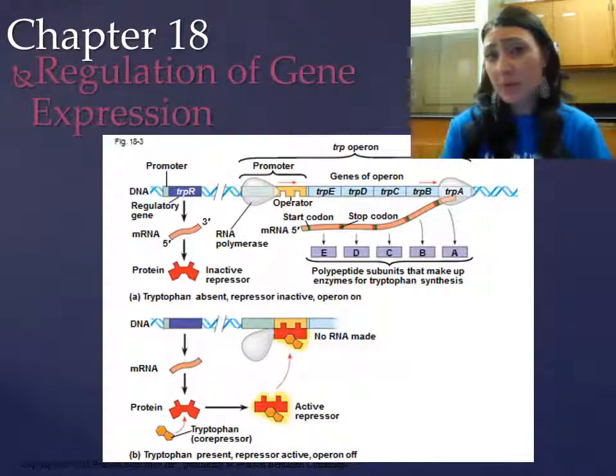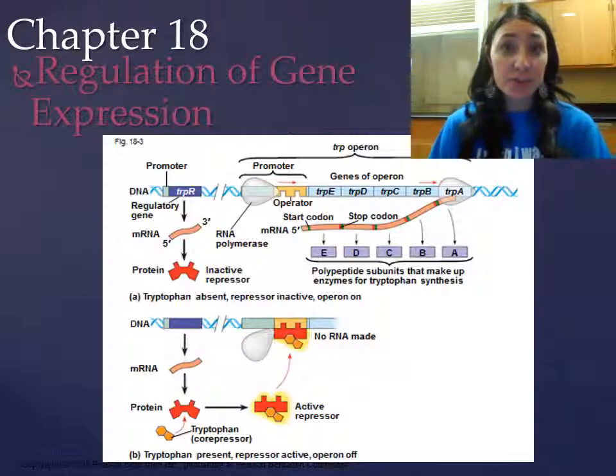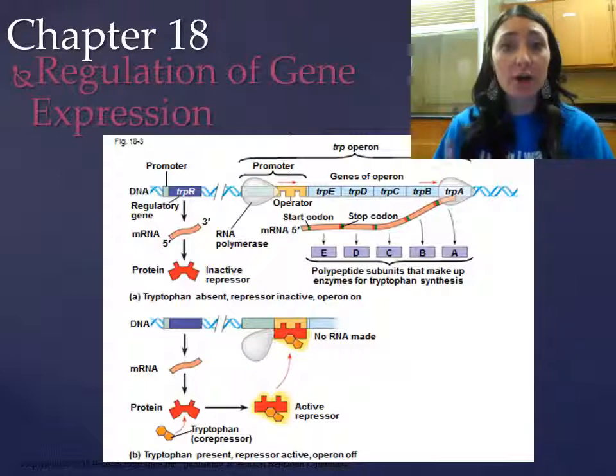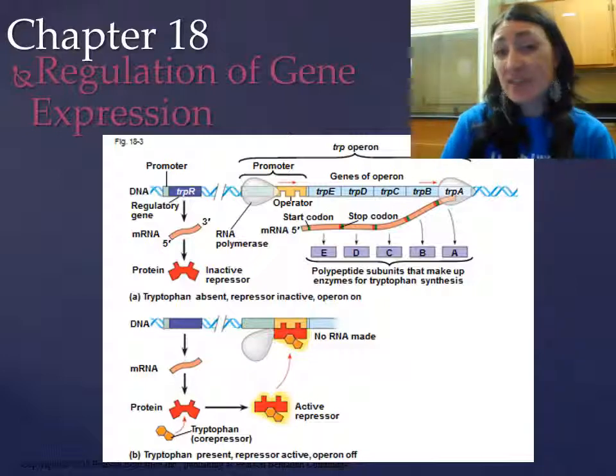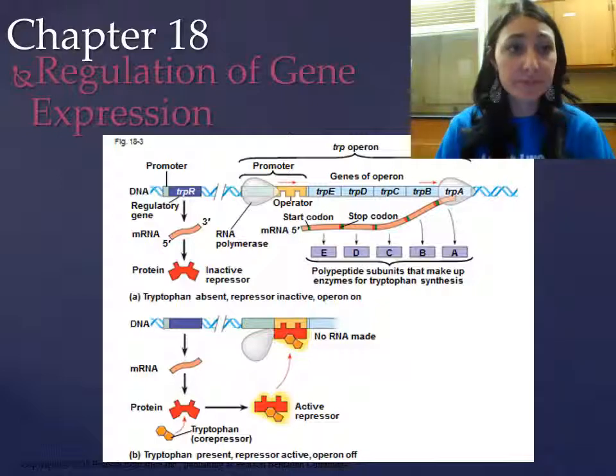Chapter 18 is all about the regulation of gene expression. Basically, how do we get particular protein products from our genes? How do we turn those protein products on and off in response to the environmental conditions as well as the conditions and needs for an individual cell?